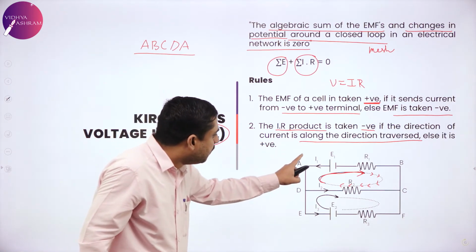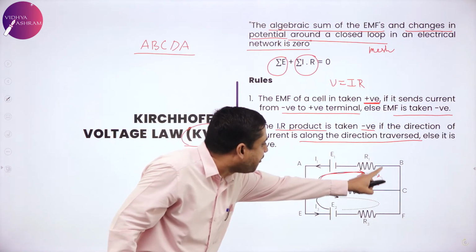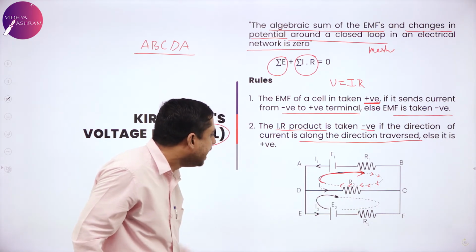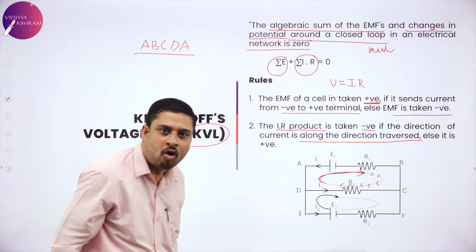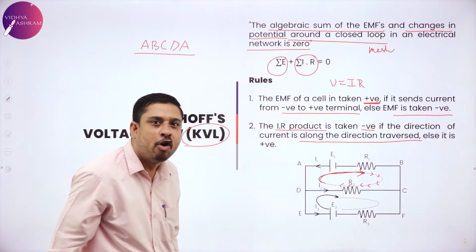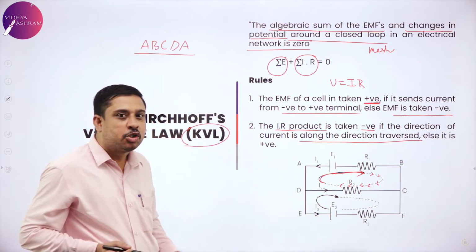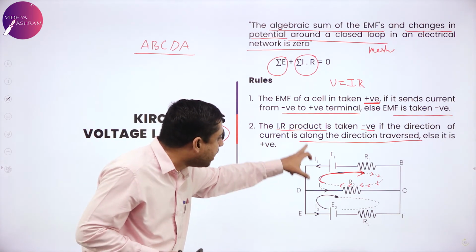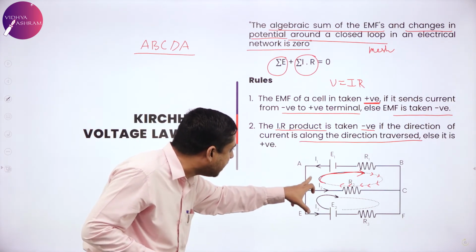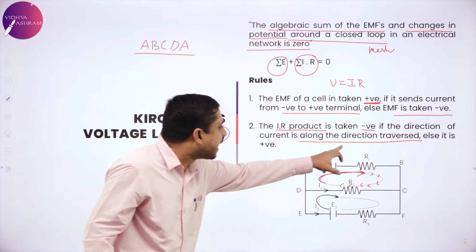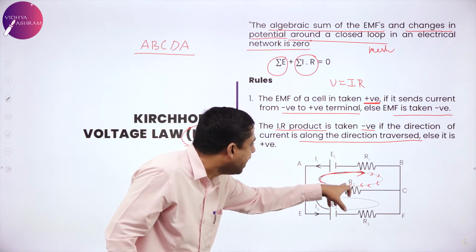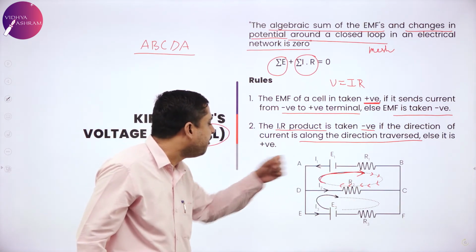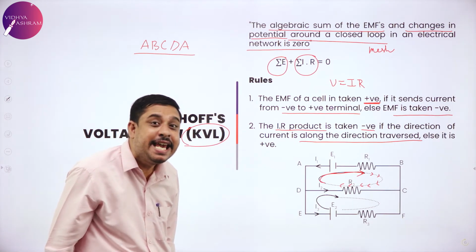Now, which are the currents that flow through this mesh? I1 and I2. Can I consider I3? No, I3 is the current flowing in the other mesh. So in whatever mesh I have considered, the currents flowing are only I1 and I2. And the resistances present here are R1 and R2. And the EMF of the cell is E1.